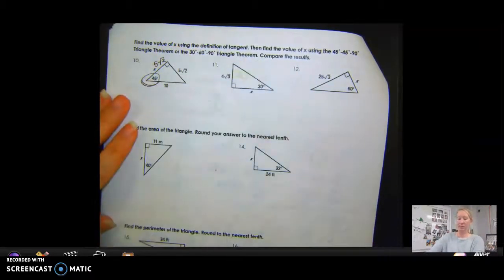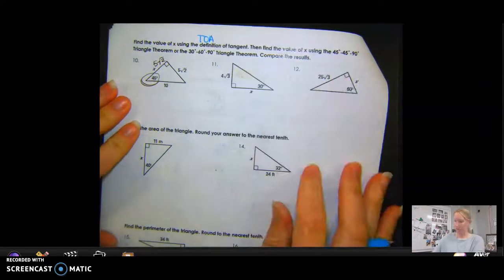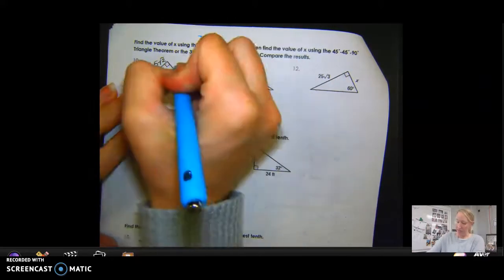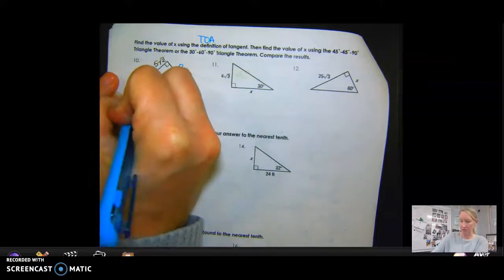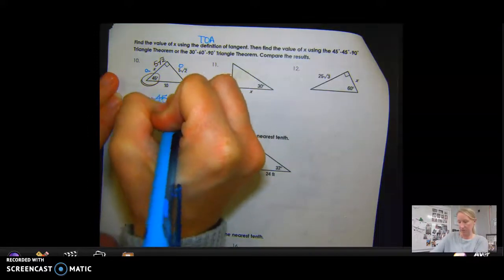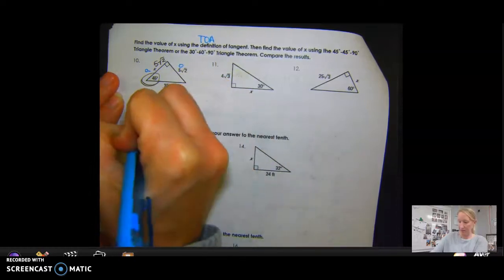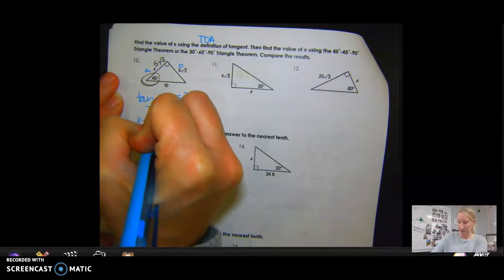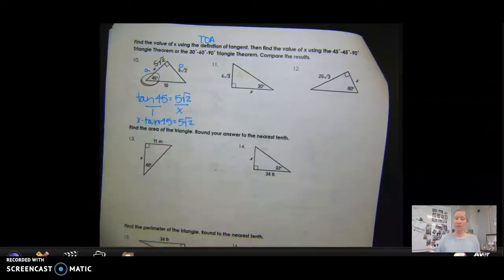If I'm showing that through SOHCAHTOA, so through TOA, tangent equals opposite over adjacent, opposite would be this 5 square roots of 2, and x would be adjacent. So I do tangent of 45 equals the 5 square roots of 2 over x. Put this over 1, cross multiply. I get x times the tangent of 45 equals 5 square roots of 2. So I'm going to divide by the tangent of 45 on both sides to get that x by itself.